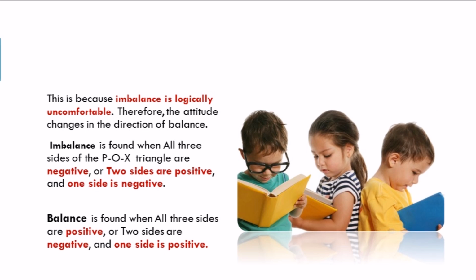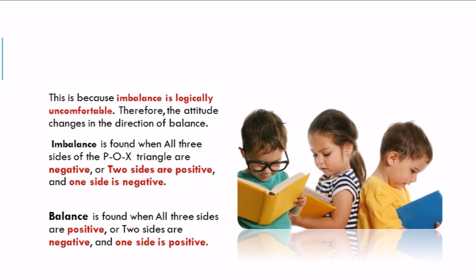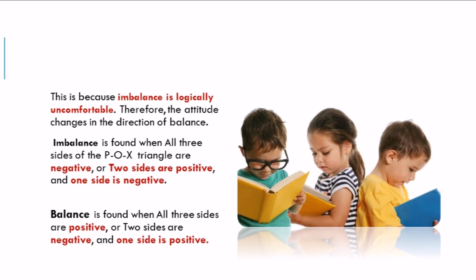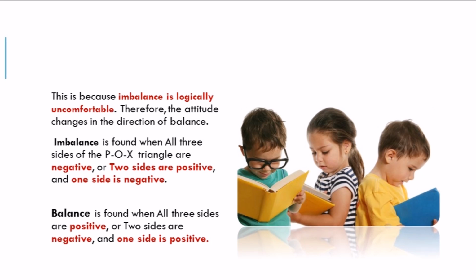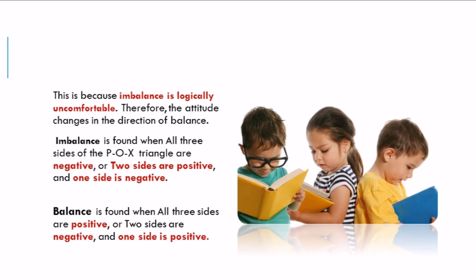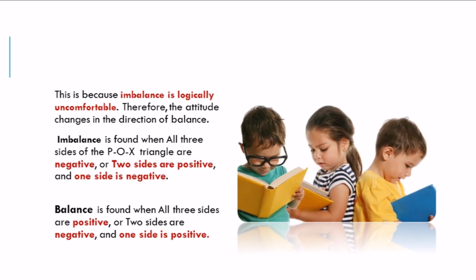Examples of the POX triangle. 1. Balanced state. If P has a positive attitude towards X, e.g., supporting environmental conservation, and O also has a positive attitude towards X, and P and O have a positive relationship with each other, then the system is balanced. All three relationships are positive, creating a harmonious state.